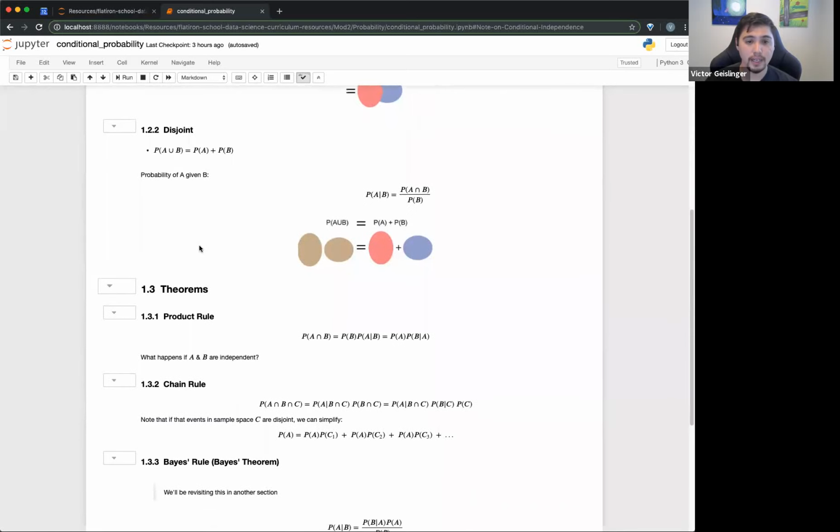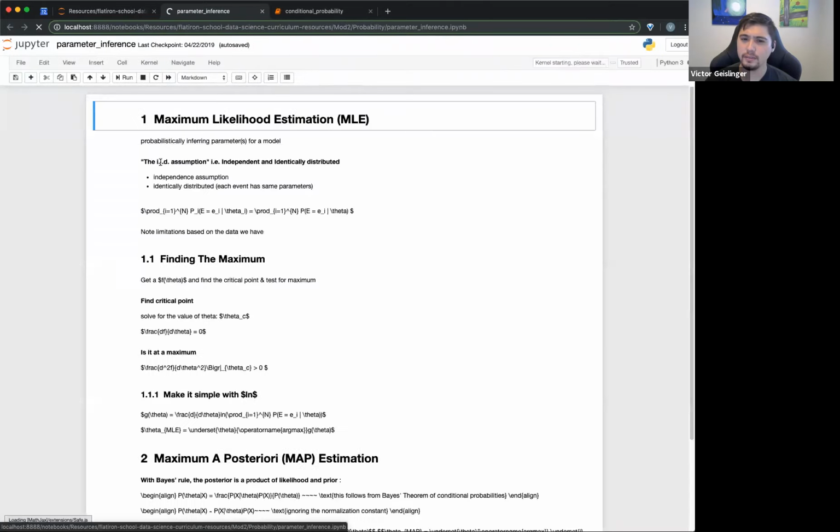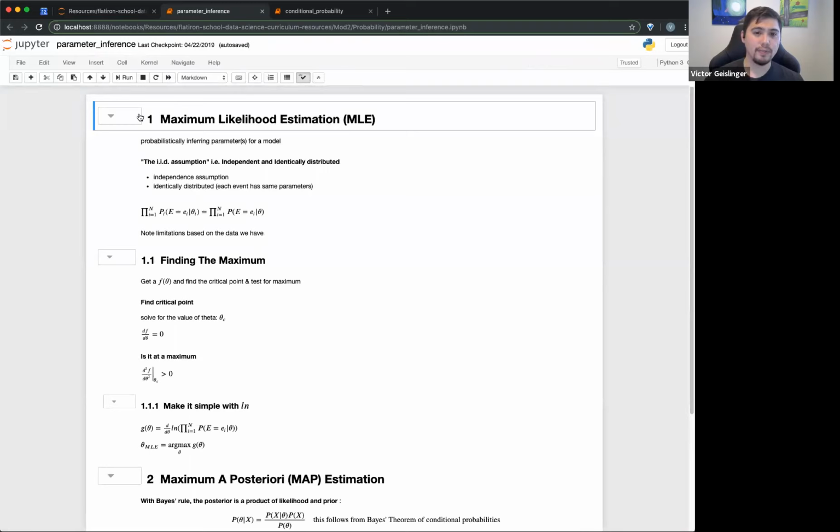Cool. All right. So that will bring us to parameter inference. Is that right? Yes. Okay. So I've called it parameter inference because I think that's kind of what the curriculum's going through.